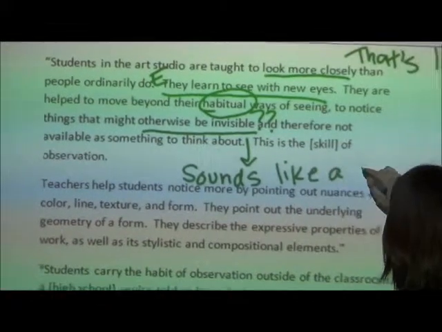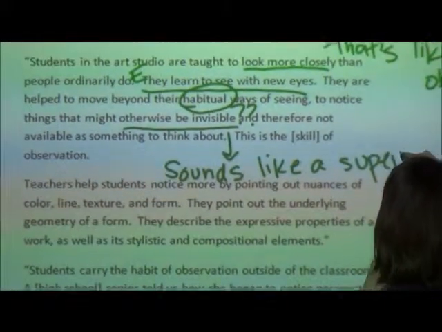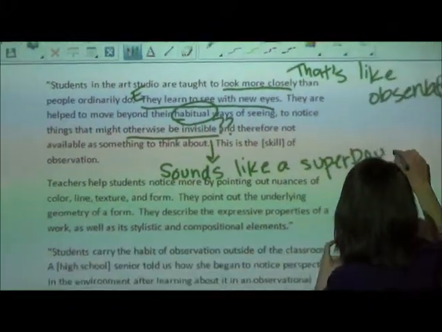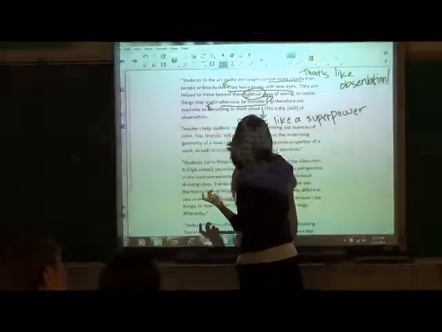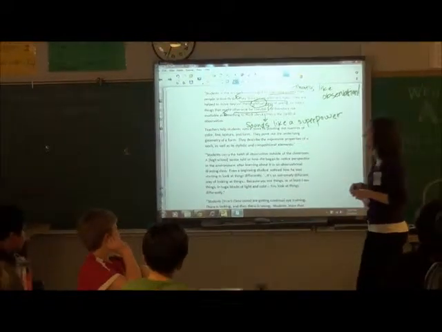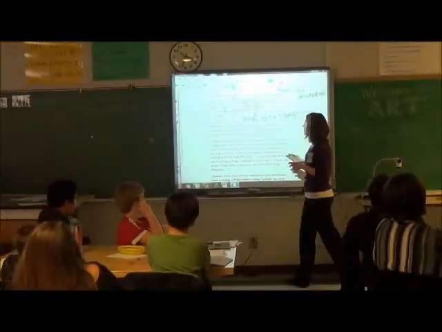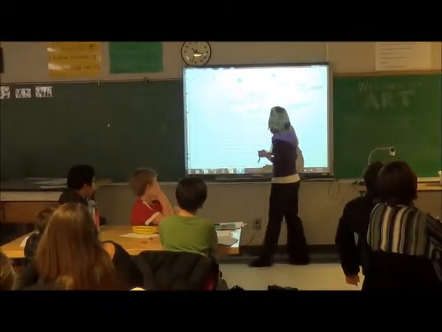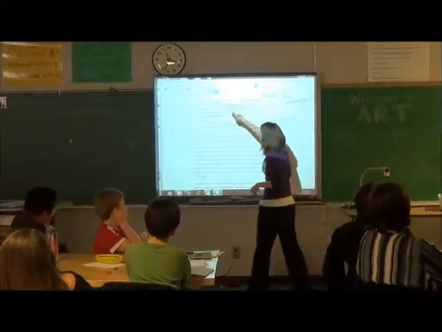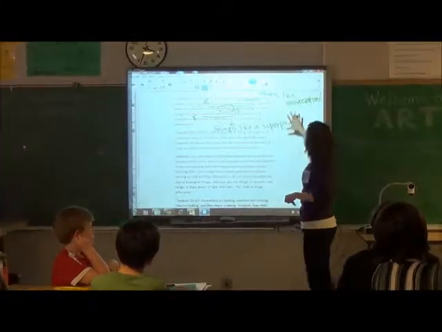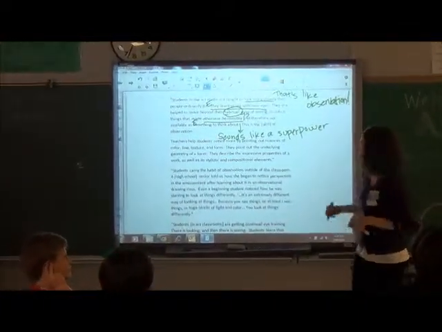So observation is like a superpower. Maybe too, if observation is like a superpower, that kind of answers that question too, why we're learning. So I'm going to put an E there too, and therefore not as available as something to think about. This is the skill of observation. So now I have finished my first paragraph. I already have 2 answers to that question and 2 OMG thoughts to it.